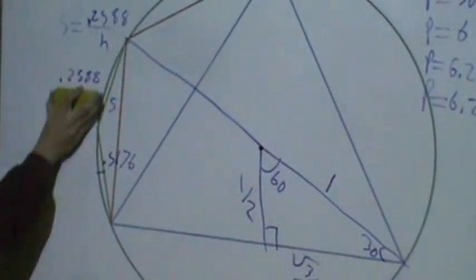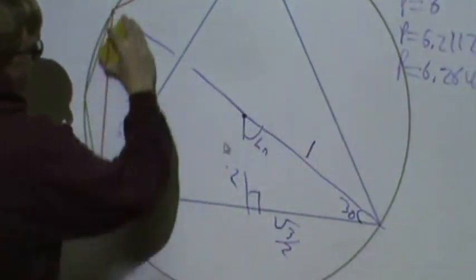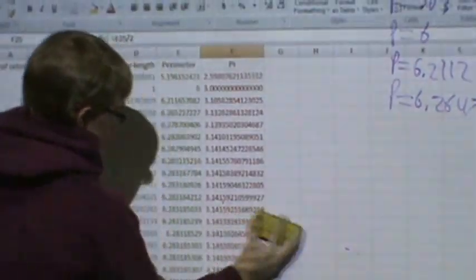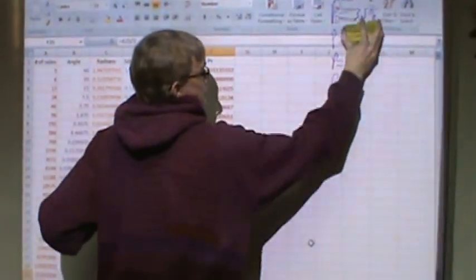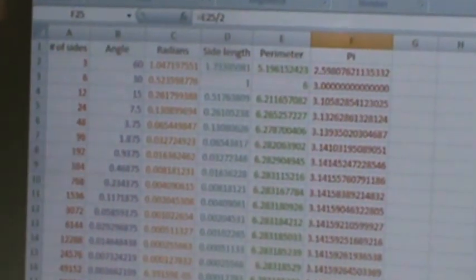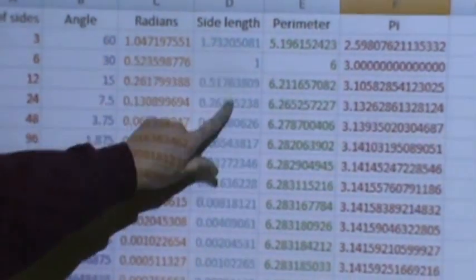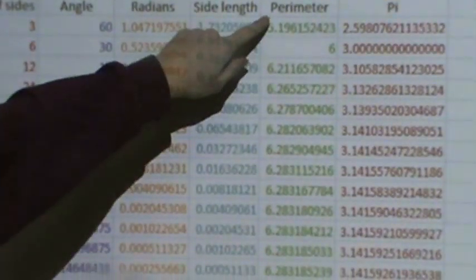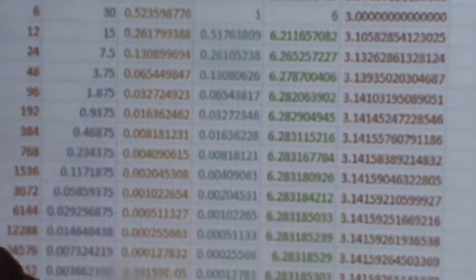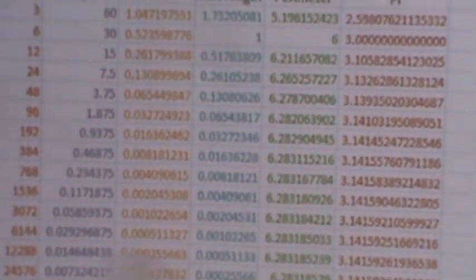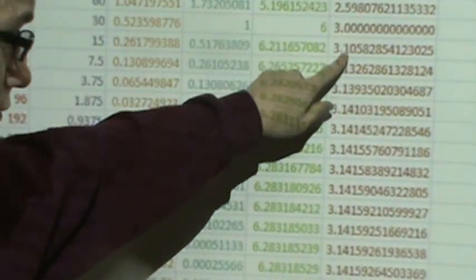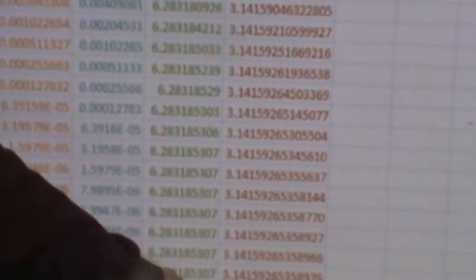Now moving over to Excel. You can see that the number of sides doubled each time, and that the angle halved each time. We moved it over to radians to find the side length, and the perimeter gets closer to 2 pi each time. And because the perimeter of the unit circle is 2 pi, we divided it by 2 to find the approximation of pi.